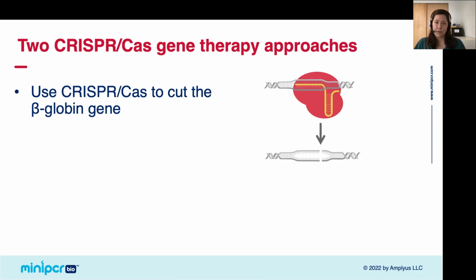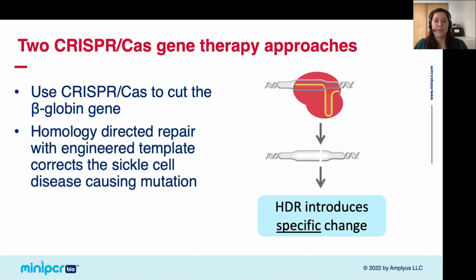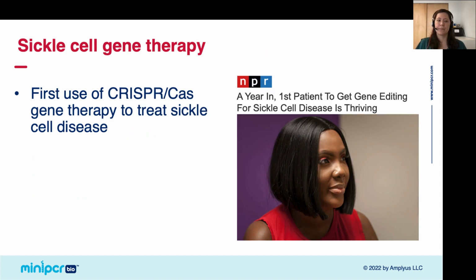In the first, which I will admit is more intuitive, scientists use CRISPR-Cas to cut the beta globin gene near the mutation that causes sickle cell disease. They provided an engineered template and hoped that the double-strand break would be repaired using that template DNA. And if that happened, then the disease-causing mutation would be corrected. This clinical trial is underway, but again, this is not the one we're going to focus on.